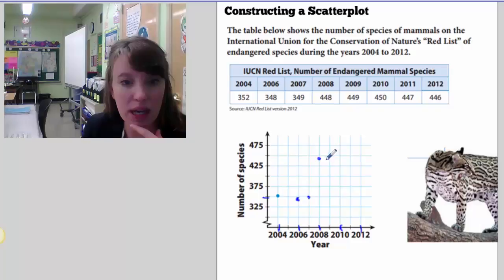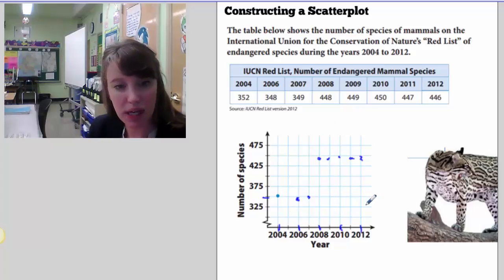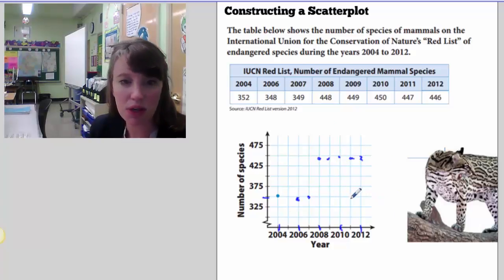2009 is about the same. 2010 is about the same, just a little bit higher. 2011 looks pretty much the same here, and 2012 is 446, so it's a little bit under there. So here is the scatter plot of the data. It looks like it jumps from 350 to essentially 450 between the years of 2007 and 2008, right? So here's this big jump of about 100 species. Otherwise, it just sort of stays around the same area between those two years.